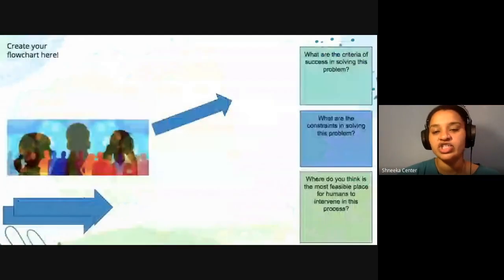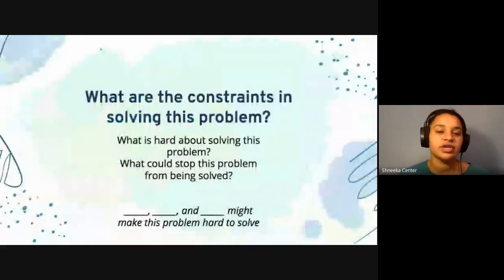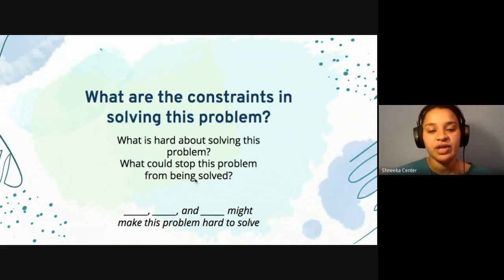Second question, what are the constraints in solving this problem? You can ask yourself questions like, what is hard about solving this problem? Or what could stop this problem from being solved? Then you can use this sentence frame: Blank, blank, and blank might make this problem hard to solve. An example of what could go in this blank, maybe money, right? If a government doesn't have a lot of money, maybe they can't invest in solving this problem. Time, for if we only have 2 years to solve this problem, and this solution is going to take us 10 years, that could be a problem or a constraint in solving this problem. So again, you're thinking about the problem that you've defined.